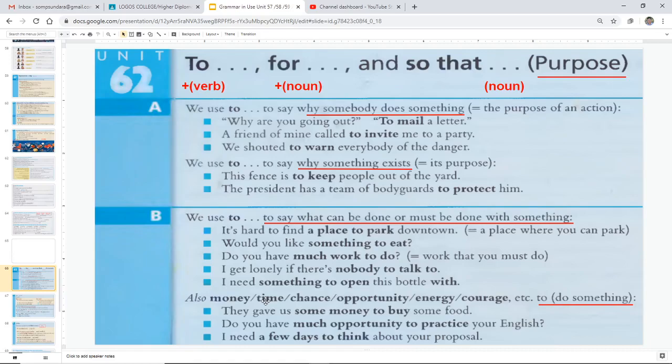They gave us some money to buy some food. That was your first example. Money to buy. Do you have much opportunity to practice your English? I need a few days to think about your proposal. Right? So you can put words such as money, time, chance, opportunity, energy, courage, a few days. You can put this before the infinitive. Talk about the purpose to do something.